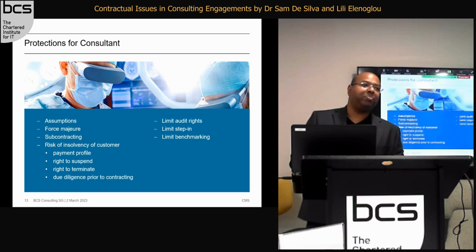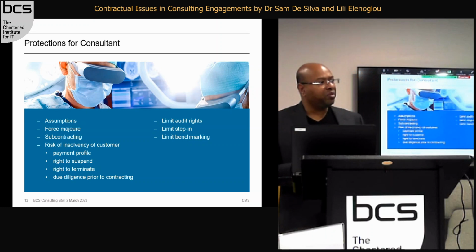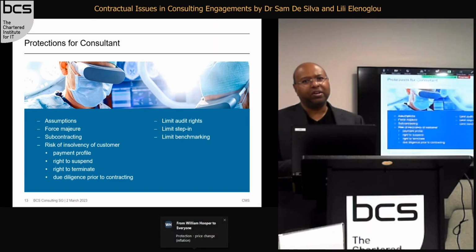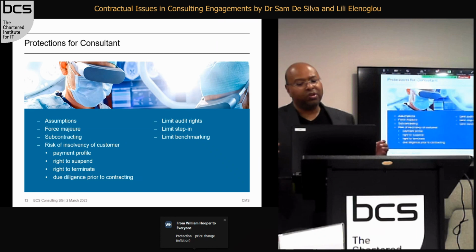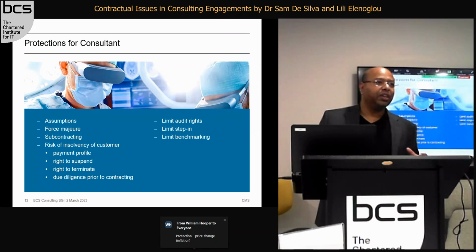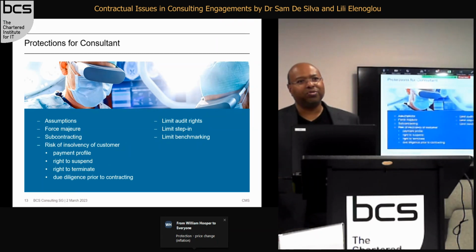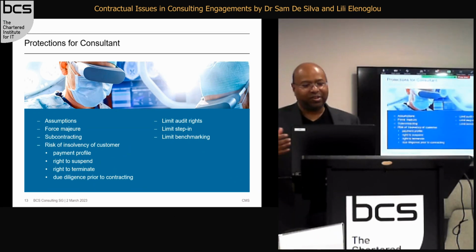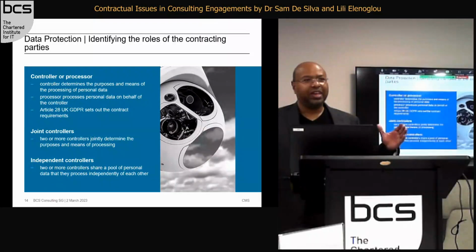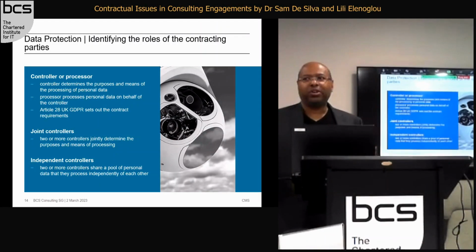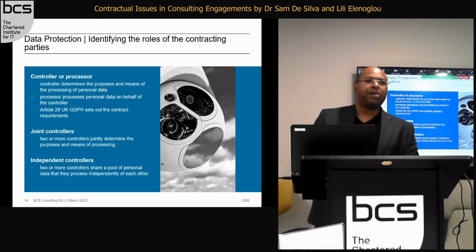You want to limit step-in. These are for outsourcing or services agreements. Often customers would insist on step-in rights where they actually step in. You want to try to resist that or limit it. And you obviously want to limit benchmarking. You don't want a situation where they're benchmarking your services or pricing and asking for reductions in price. So those are things you need to think about. And that's me. Before we go to Lili for data protection, any questions?